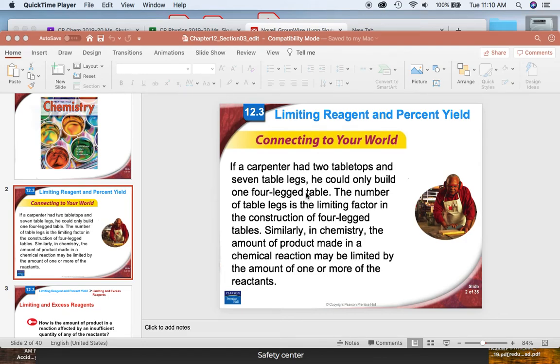Alrighty, here we go with the last part of stoichiometry, at least for now. The last section in your chapter 12 is about limiting reagents, which is another word for reactant, and percent yield.